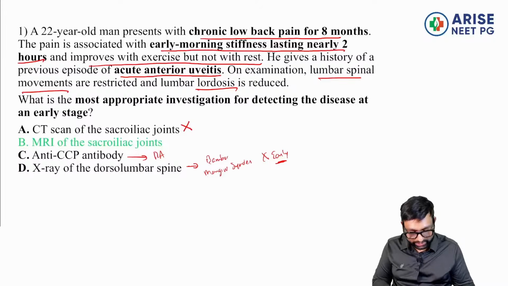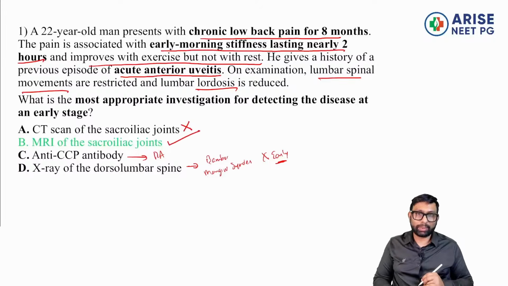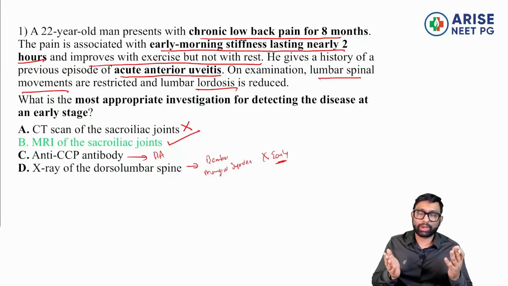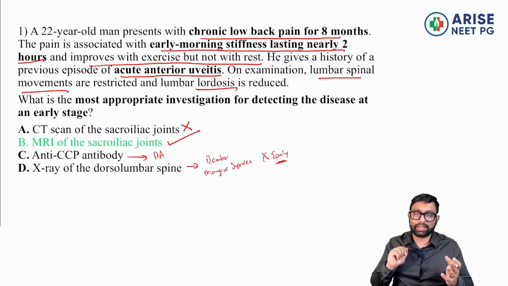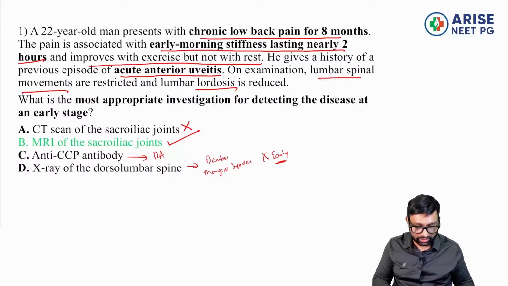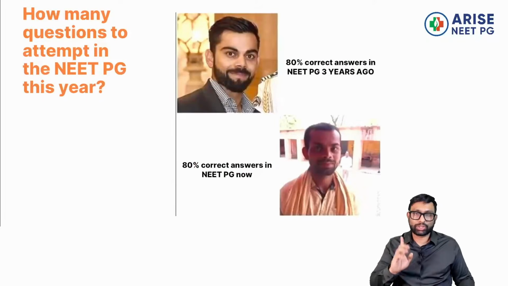Okay, the earliest feature you will see is in MRI. So for MRI, they might give you two options, MRI of lumbar spine and MRI of SI joint. Which is more important? See, the SI joint is first involved in ankylosing spondylitis. So MRI of the SI joint is the best investigation here. Okay, so that is the first question.